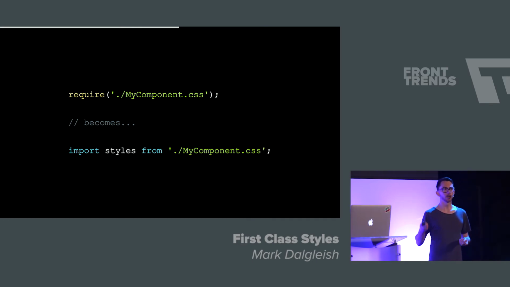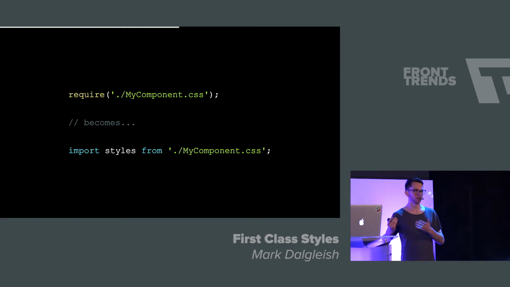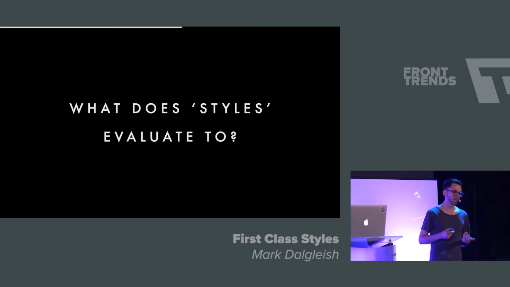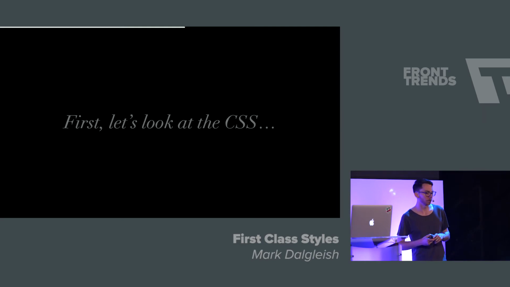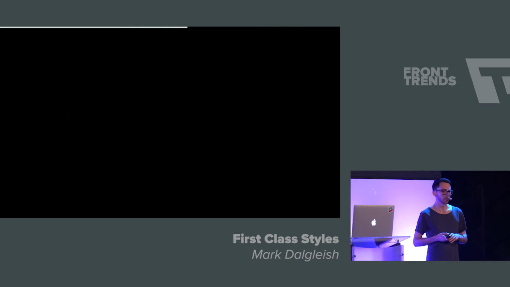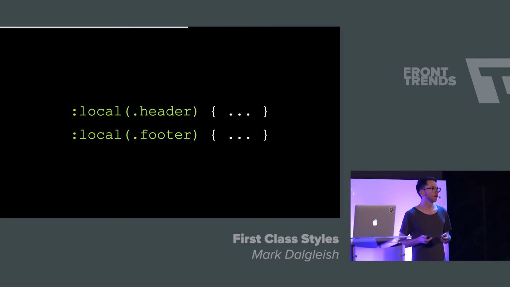Now if you're anything like me, you'd look at that last line and wonder, well, if I'm importing something from a style sheet like it was a JavaScript file, what am I actually getting from this style sheet? Well, to understand that, to answer that question of what styles evaluates to, first what we want to do is look at the CSS to get a bit of a hint of what's going on here. This is the custom syntax that was introduced in the local scope feature in CSS Loader.